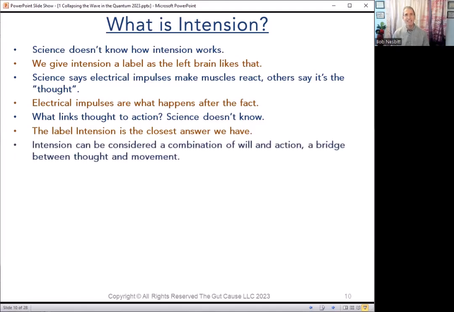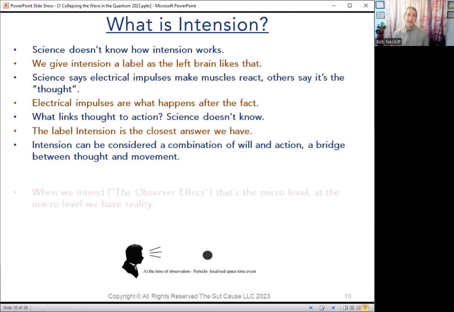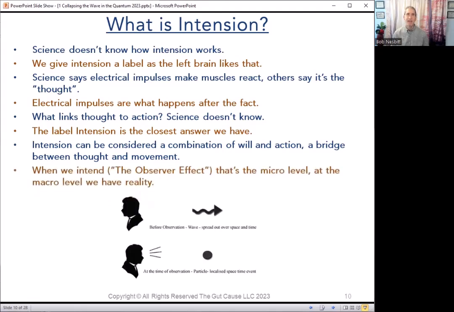Now, what is intention? It's kind of a concentrated level of will, pushed into some level of action, but it's a bridge between the thought and the movement. Would you agree? Now, when we intend anything, we have an impact on reality that can be measured under a microscope, called the observer effect. That's the micro level. At the macro level, we have what's called reality.